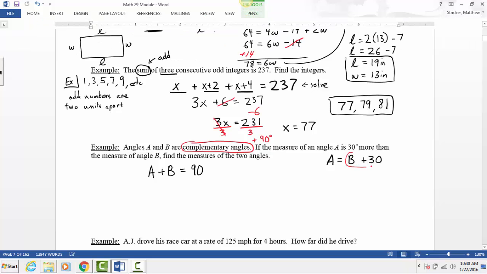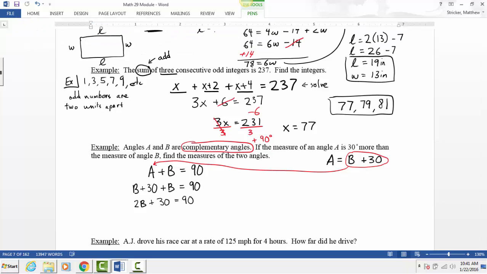So I can take what that A is equal to and I can plug it in for A over here in the equation. And so that equation now looks like instead of A on the front here, it's going to be B plus 30. We still bring that second B down because we didn't plug anything in there, and that's equal to 90. Then do what we can do, combine like terms, B plus B, that makes 2B. We add that to 30, and we get 90.